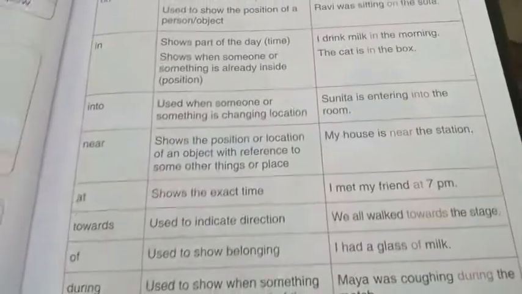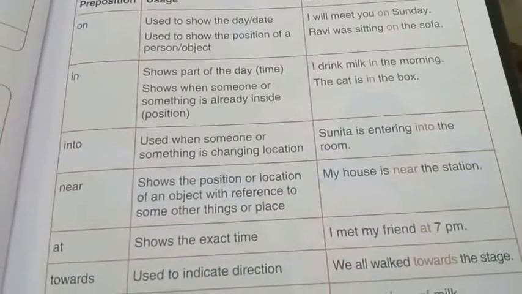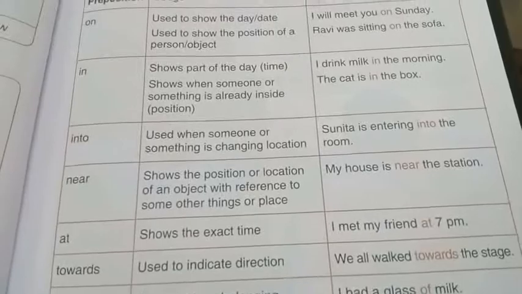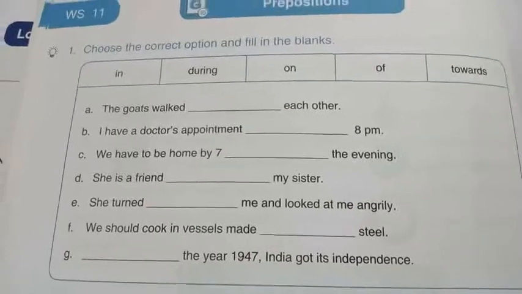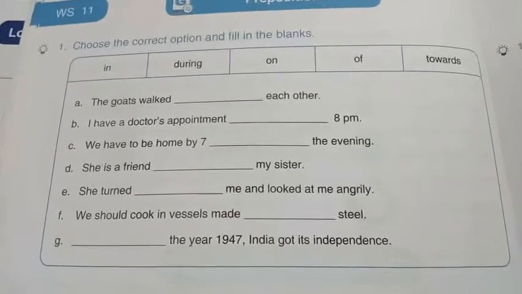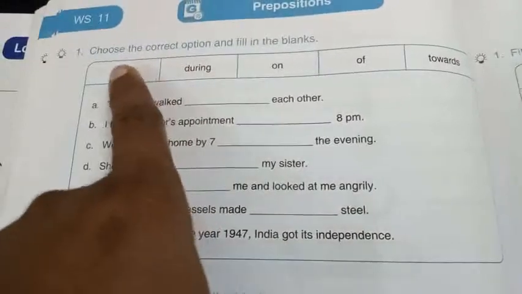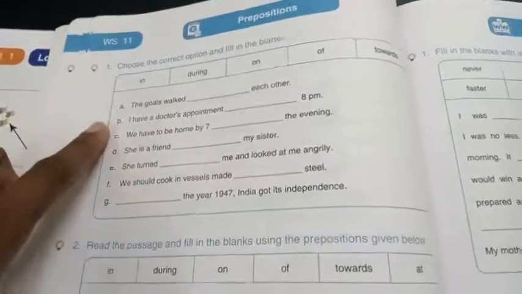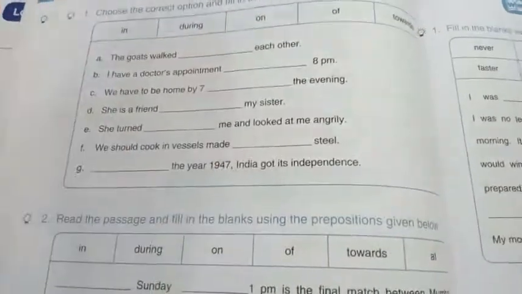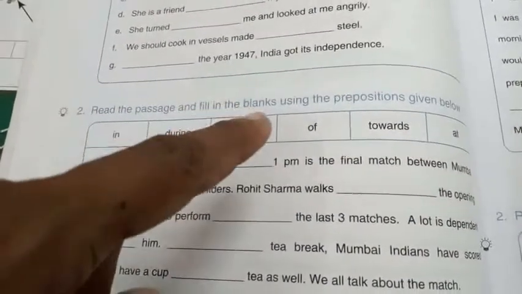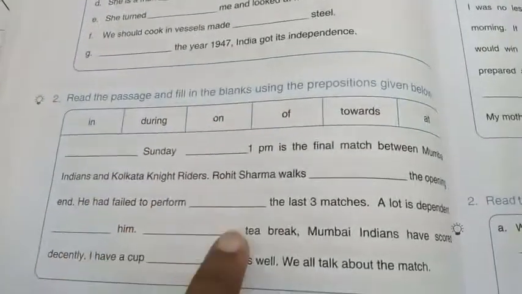Right. So do you remember these prepositions, my dear children? Great. Now, this is your worksheet time. Choose the correct option and fill in the blanks. This is worksheet number 11, questions number 1 and 2. These two are on prepositions, our grammar part. You have to read the question, find the answer, and fill in the blanks with the correct prepositions. Also read the passage and fill in the blanks using the prepositions given below.